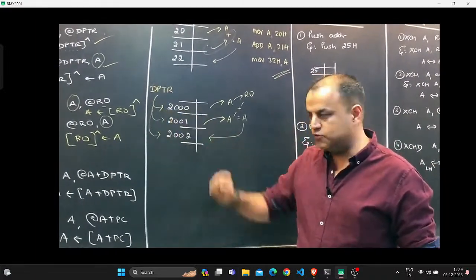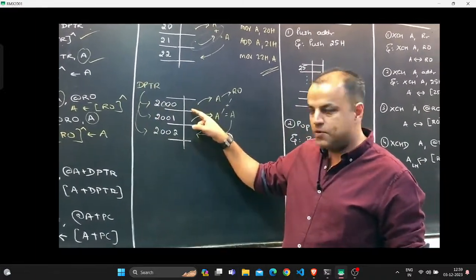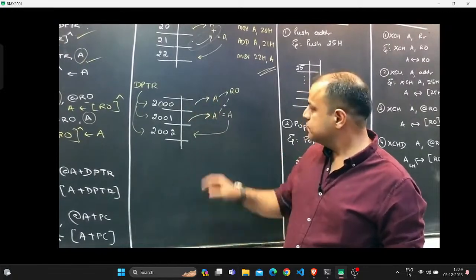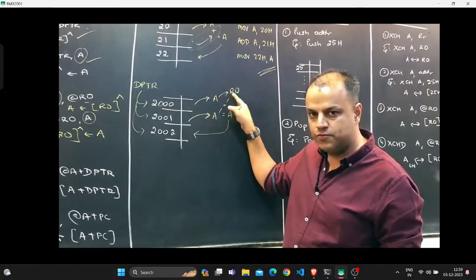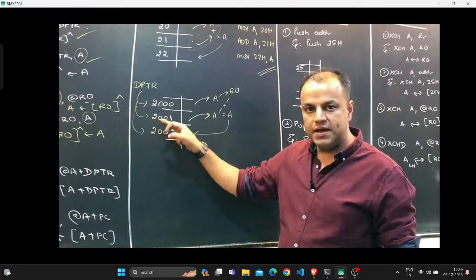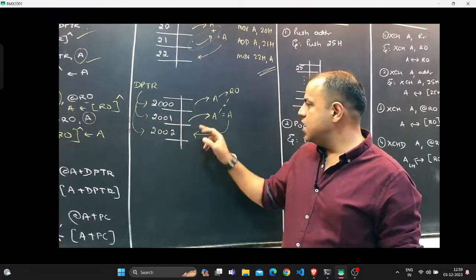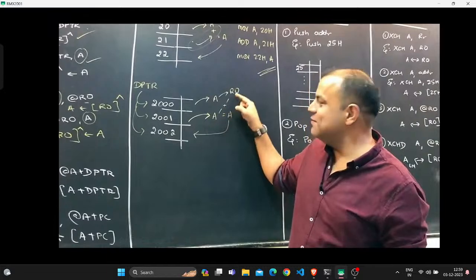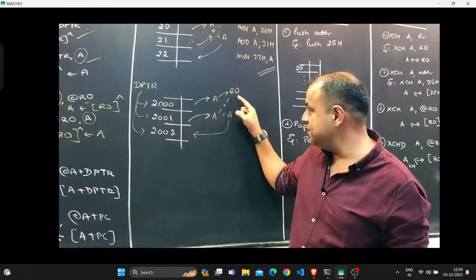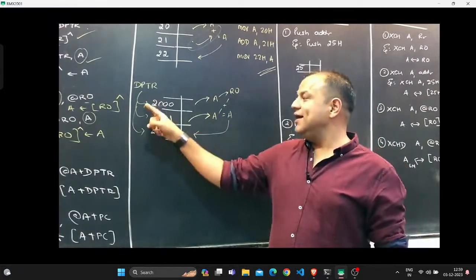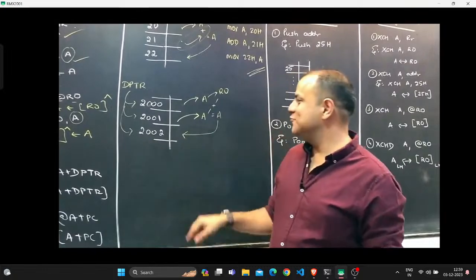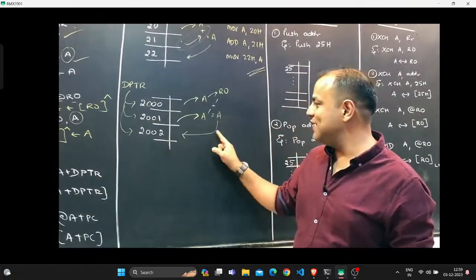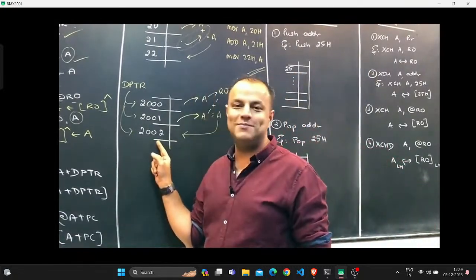Initialize DPTR with 2000. Take the data pointed by DPTR into A, transfer the data from A to R0, increment DPTR so that it points to 2001, take the new data pointed by DPTR into A, add A with the value of R0, which means the previous data, answer will be in A, increment the value of DPTR so that it points to 2002, store the value of A at this new location pointed by DPTR.